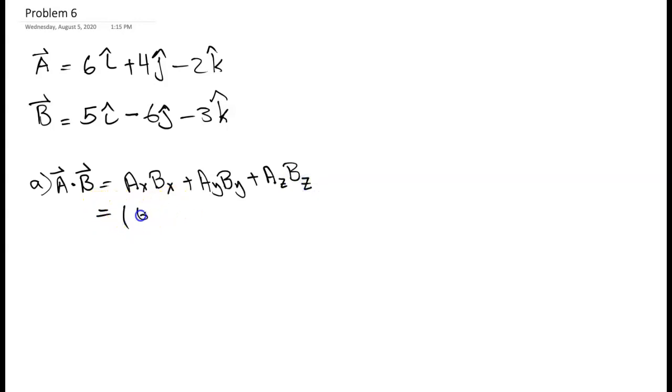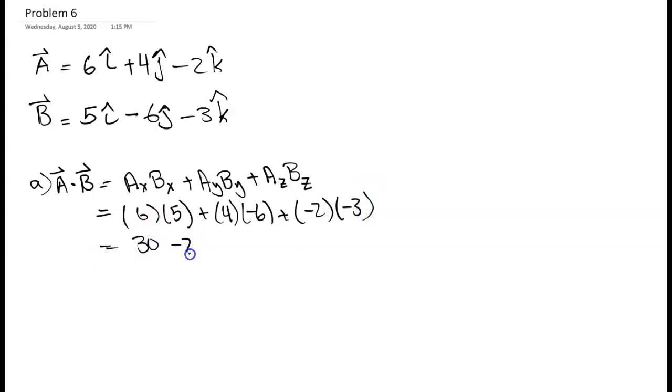So this gives us 6 times 5 plus 4 times a negative 6 plus a negative 2 times a negative 3. And if we multiply these out, we get 30 minus 24 plus 6, which is 36 minus 24, or 12.